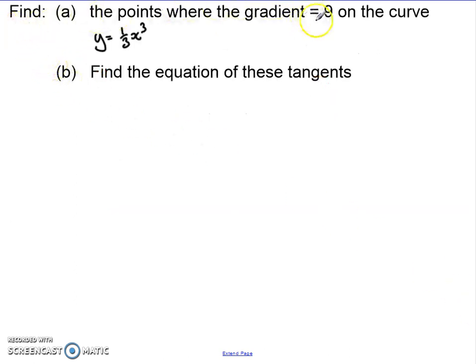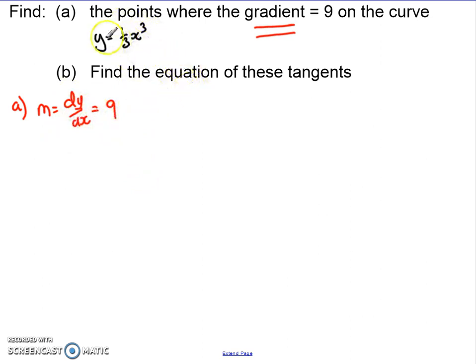Second question was find the points where the gradient is 9 for this curve, and then the equations of these tangents. So again, we have to start thinking what it means when it says the gradient. Gradient is rate of change. So we then know that the gradient is equal to dy by dx. But in this question, we're told it's equal to 9. So what we want to do is set up an equation where dy by dx equals 9 and solve it.